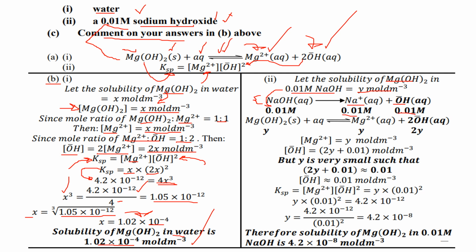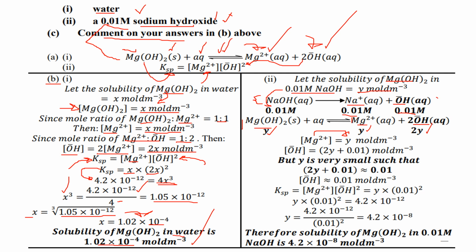Now, since the mole ratio is 1:1:1, each ion is going to have a molar concentration of 0.01. Remember that the solubility equation for magnesium hydroxide is magnesium ions plus 2 hydroxide ions. So assuming the solubility of magnesium hydroxide in sodium hydroxide to be Y, we compare mole ratios. Since it's 1:1 between magnesium hydroxide and magnesium ions, we put here Y. And since it's 1:2 between magnesium hydroxide and hydroxide ions, we put here 2Y. That means the molar concentration of magnesium ions is going to be equal to Y moles per decimeter cubed.